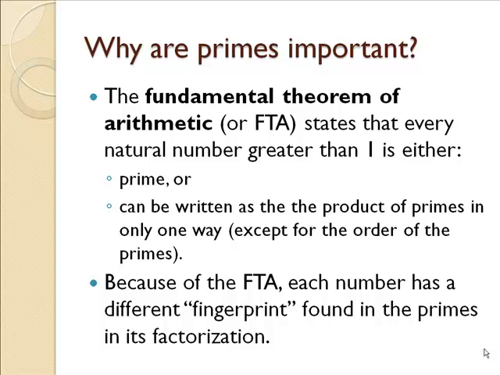The fundamental theorem of arithmetic, or FTA, states that every natural number greater than 1 is either prime, or if it's not prime, it can be written as the product of primes in only one way, except for the order of the primes. Because of the fundamental theorem of arithmetic, each number has a different fingerprint, so to speak, found in its prime factorization. No two numbers are alike in their prime factorizations.